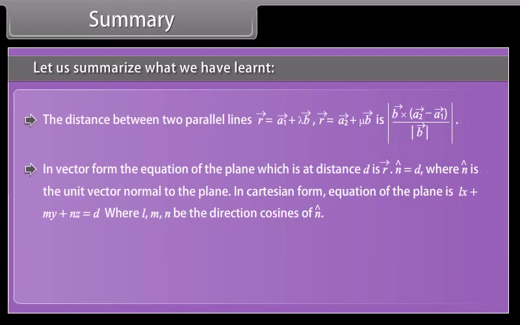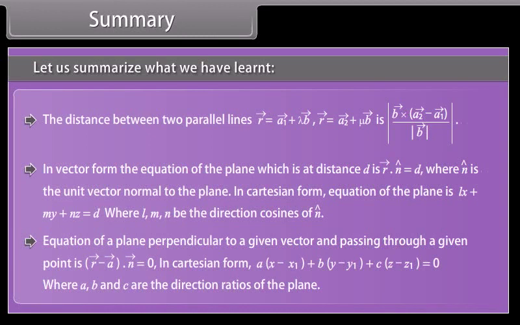In Cartesian form, the equation of the plane is given, where l, m, n are the direction cosines of n cap. The equation of a plane perpendicular to a given vector and passing through a given point is, in Cartesian form, given, where a, b, and c are the direction ratios of the plane.